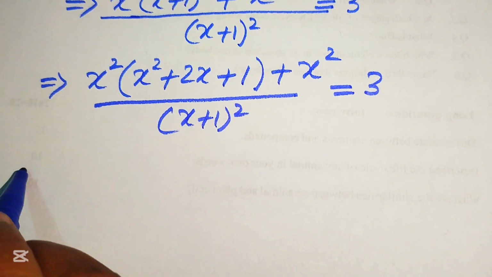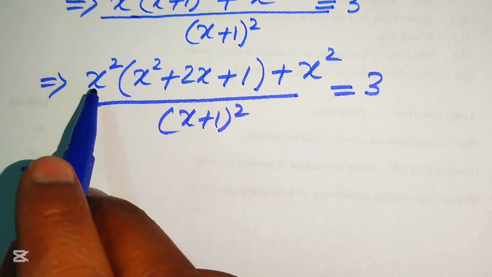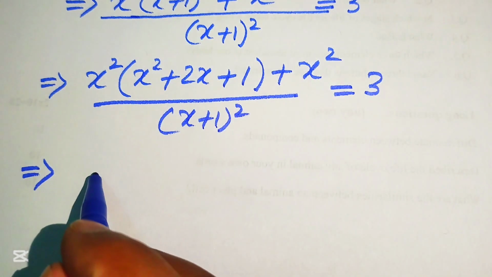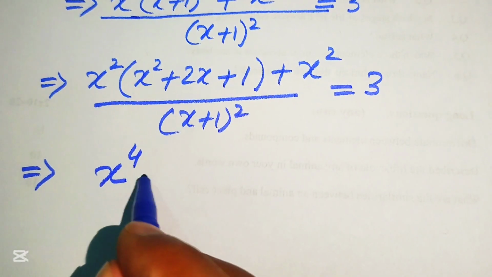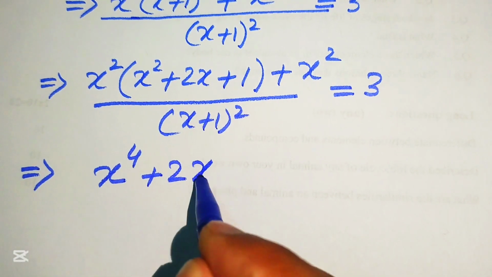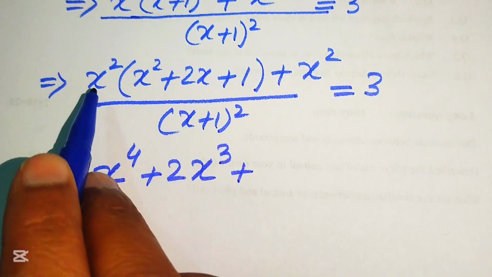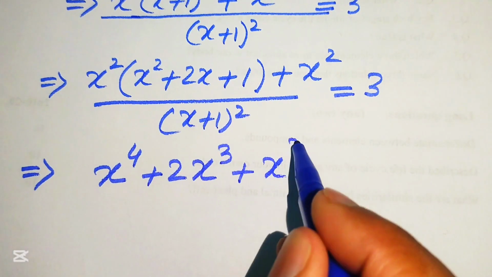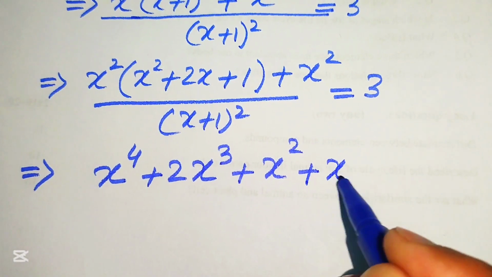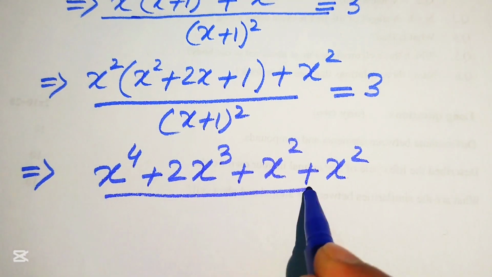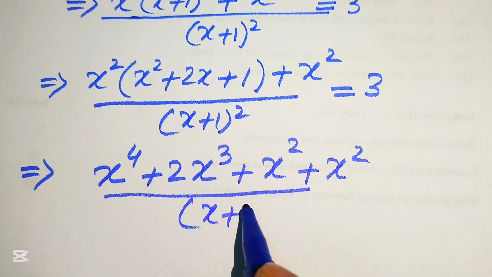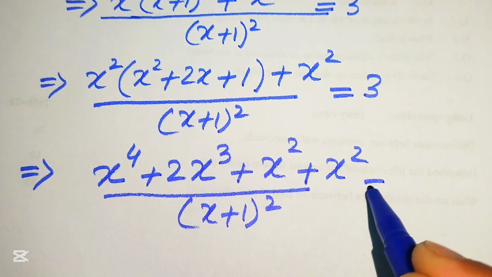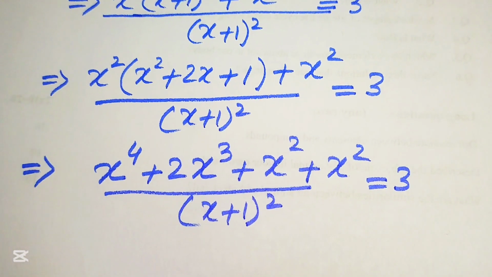And now in the next step, we need more simplifications. Here we multiply this x square on each of these terms, and it will be written as x to the power of 4 plus 2 times x cubed plus x square times 1, plus x square, and it is divided by (x plus 1) whole square, and this whole equals 3.